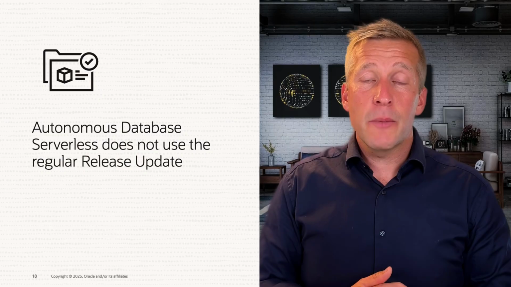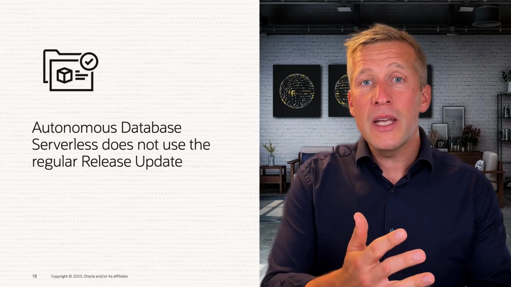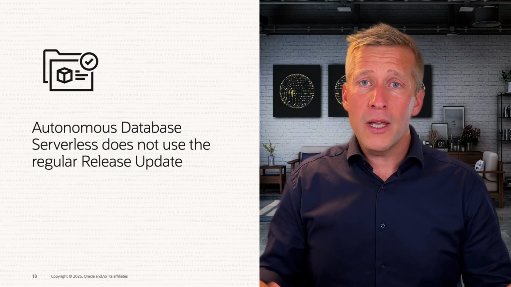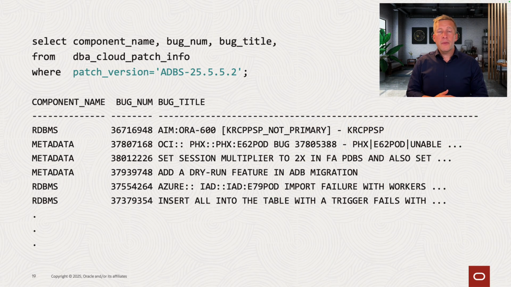Since we patch the database on a 2-week cadence, it is fairly obvious that we don't use the same release updates as you have in a regular Oracle database. Those come out quarterly, but we patch on a 2-week cadence. In the database, you can use the DBA Cloud Patch Info view, and that'll tell you which patches we apply. So if you want to know exactly what is in your database, what we have applied in your database recently, you can go to this view and then filter on the patch version column and then find all the bugs and bug text related to those changes that came in.